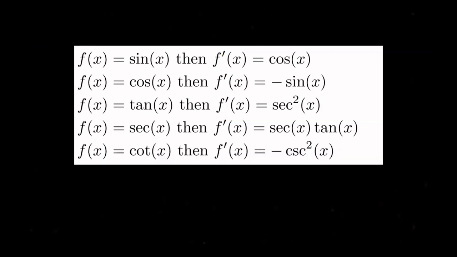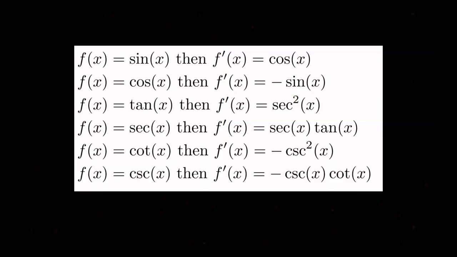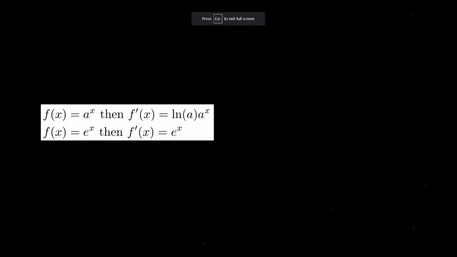The derivative of cotangent is equal to negative cosecant squared. And then finally, the derivative of cosecant is equal to negative cosecant times cotangent. So now we can do our exponential derivatives.